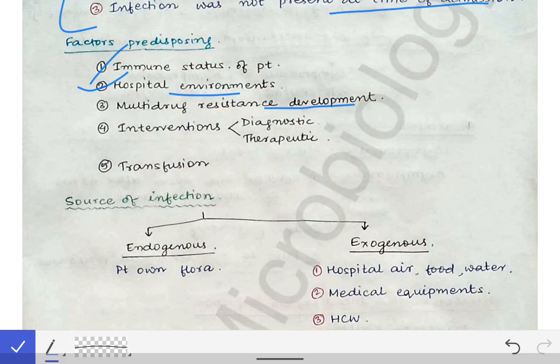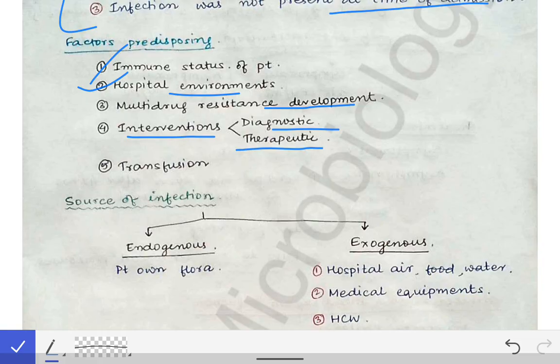Then the interventions. Different types of interventions are done in the hospital, like diagnostic interventions or therapeutic interventions. Diagnostic interventions: suppose you are doing a lumbar puncture, and you do not maintain asepsis at the site of puncturing, that may lead to a CNS infection. That will be a hospital acquired infection, isn't it? So we should always do all procedures in an aseptic manner.